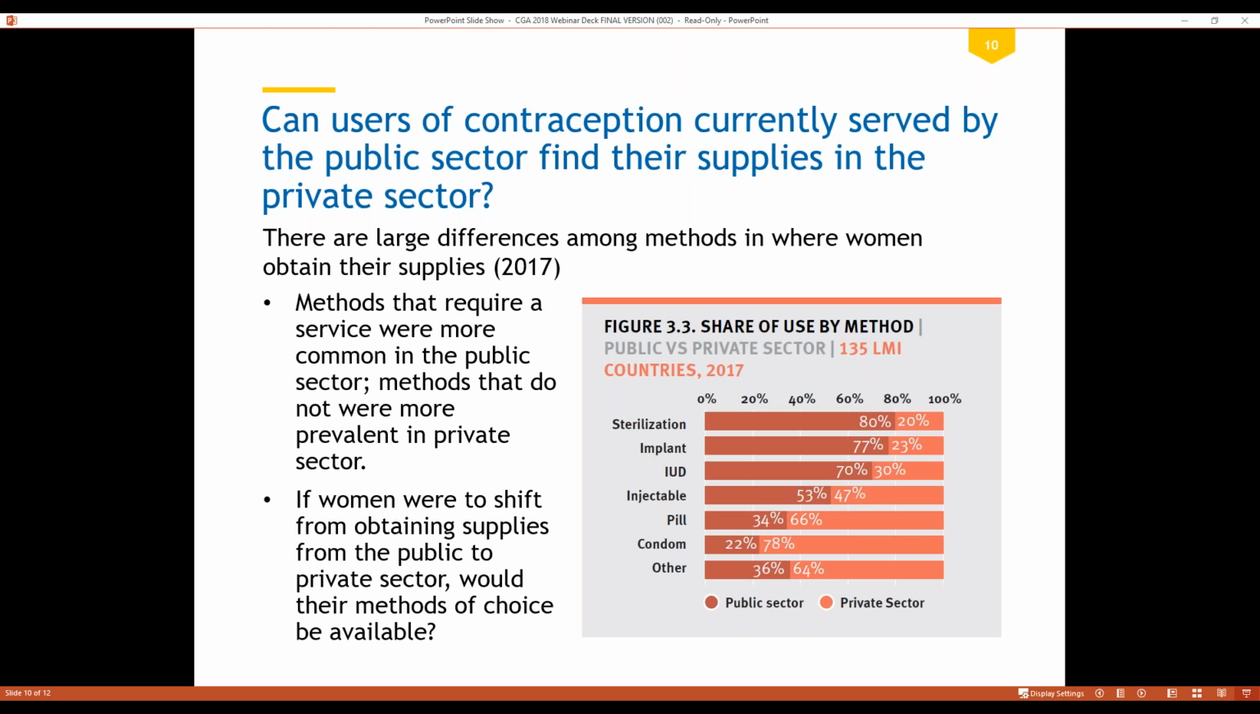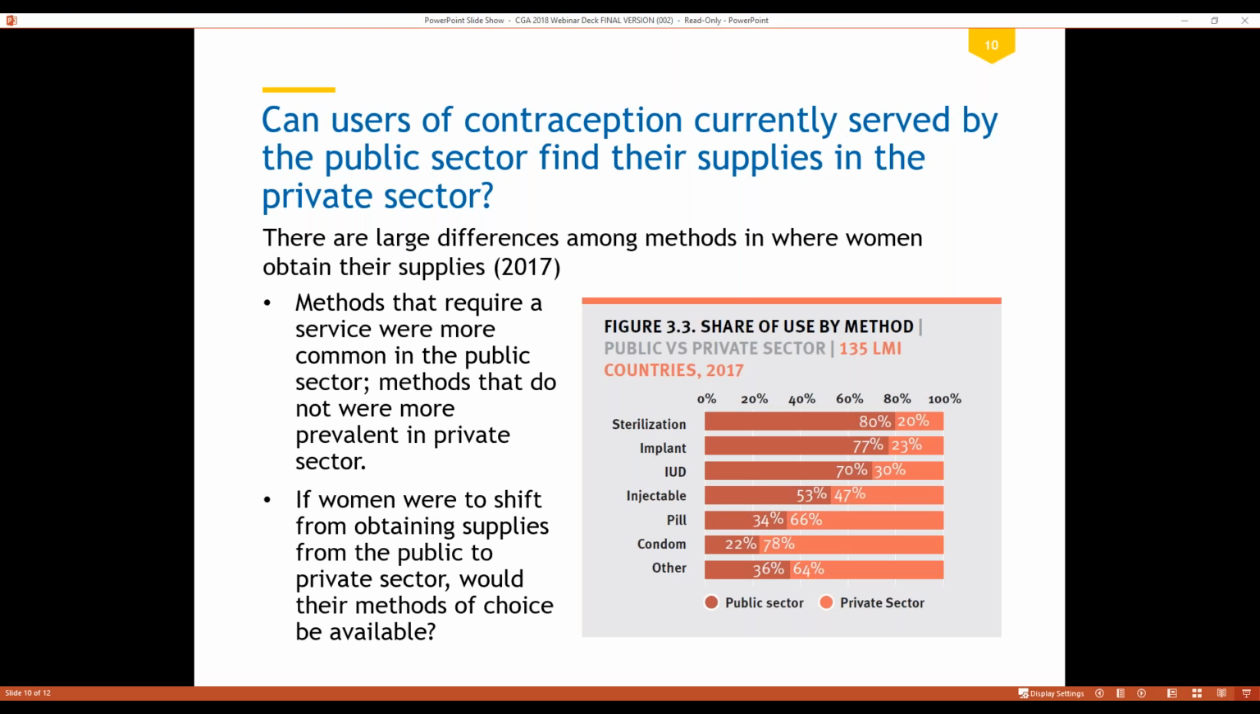So what you see in this graph is, for each method, the share of women across the 135 low and middle income countries who got that method in the public sector, in the darker coloring on the left, versus the private sector, in the lighter coloring on the right. And what we see is a general pattern, which makes sense, that methods that require a service, such as long-acting and permanent methods or an injectable, are more often found within the public sector, while methods that don't are more often found within the private sector, so those short-term methods.